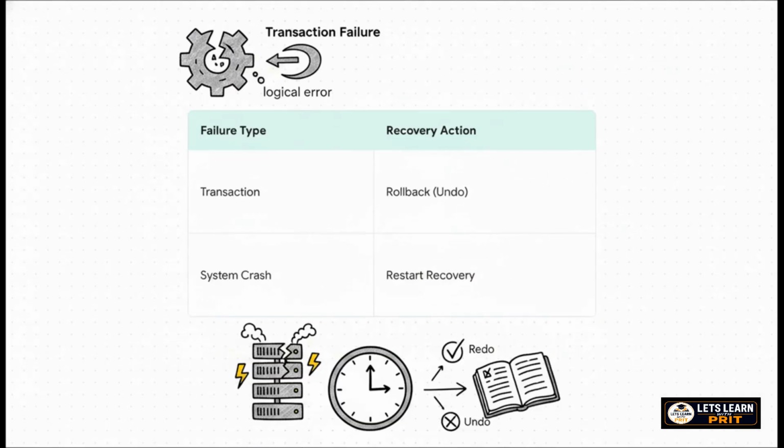Now, if this comes up as a long answer question, please draw this exact table. It maps the logic out perfectly. We have failure type on one side and recovery action on the other. Agar transaction failure hua hai due to some logical error, your recovery action will strictly be a rollback, which we also call an undo.